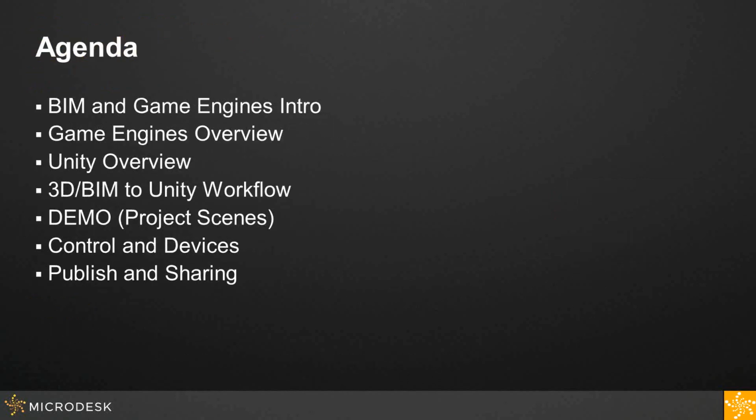Today's presentation will be going over a BIM and game engines intro. Then we'll go over an overview of what game engines are out there. Then we'll talk a little bit about Unity and what exactly it is. And then we'll present how to take your Unity game engine and incorporate your Revit or 3D Max model into it. Then Peter and Leo are going to lead you into a demo. We'll talk about what type of controls and devices we'll be using. And then finally, we'll talk about publishing and sharing. Some really exciting stuff today.